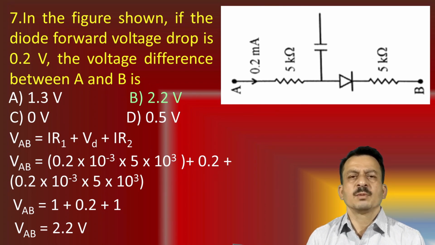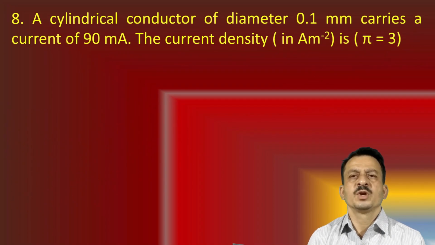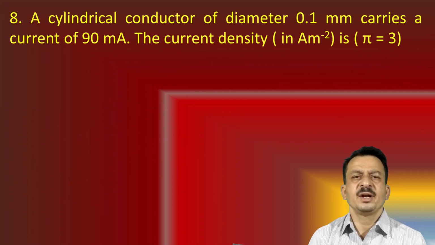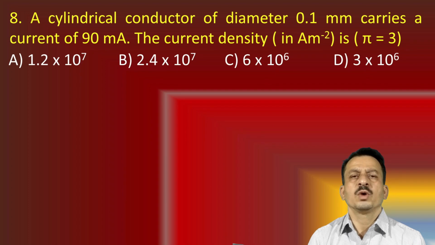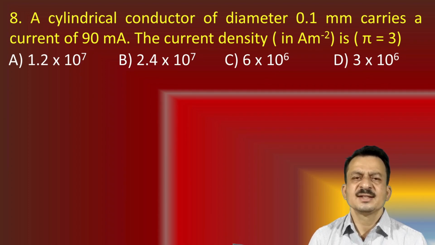Next problem. A cylindrical conductor of diameter 0.1 millimeter carries a current of 90 milliamps. The current density in ampere per meter square is, pi value they have given, we have to take pi is equal to 3. Options are A 1.2 into 10 raised to 7, B 2.4 into 10 raised to 7, C 6 into 10 raised to 6, and D 3 into 10 to the power of 6.